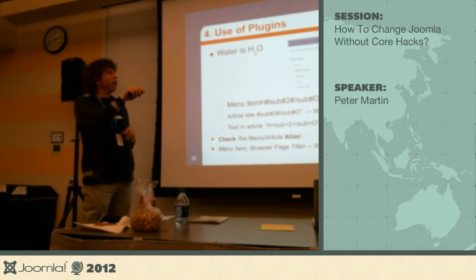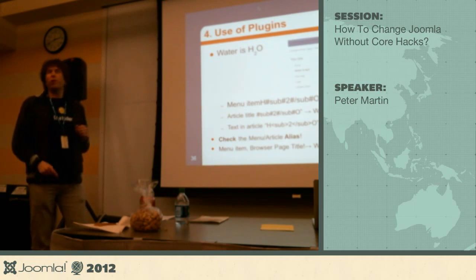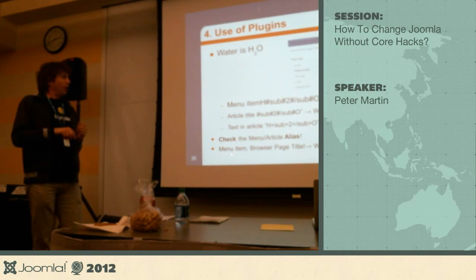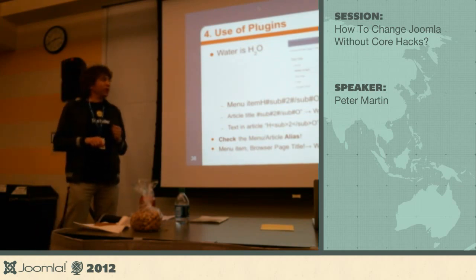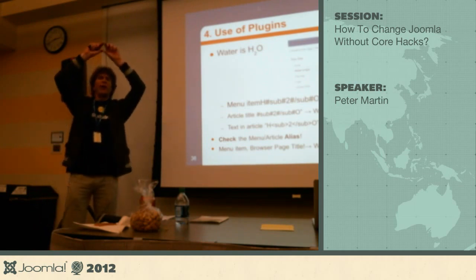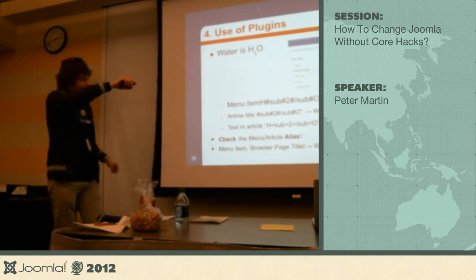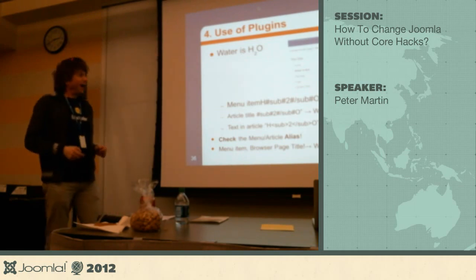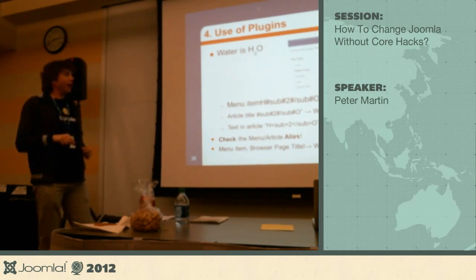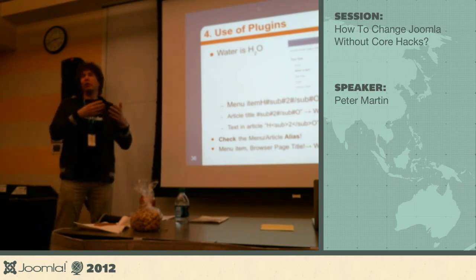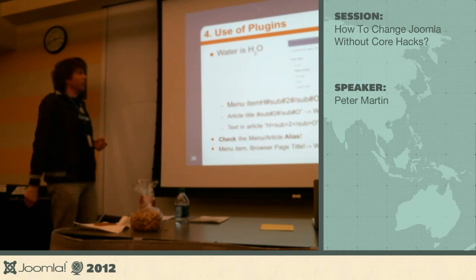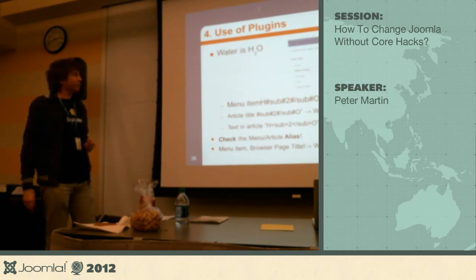You see it here in the title, you see it in the text, and you see it in the menu item. There's only one thing. When you create a menu item, make sure that you go to the browser page title and set it to water is H2O. Otherwise, you will end up with this funky stuff in the title. And the same goes for the menu and the article alias. You have to replace them manually. Otherwise, Joomla will complain.